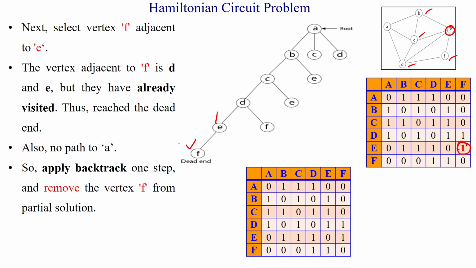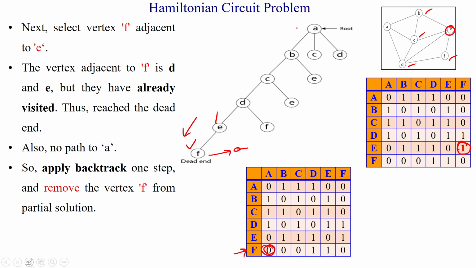So from the F, again you look at that all the nodes are visited, we have to find the path again to A. So from F, we have to identify a path to A. So there is no path to A. So that means this path is reaching the dead end.